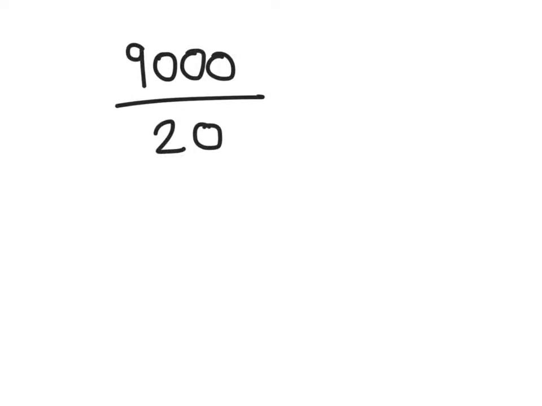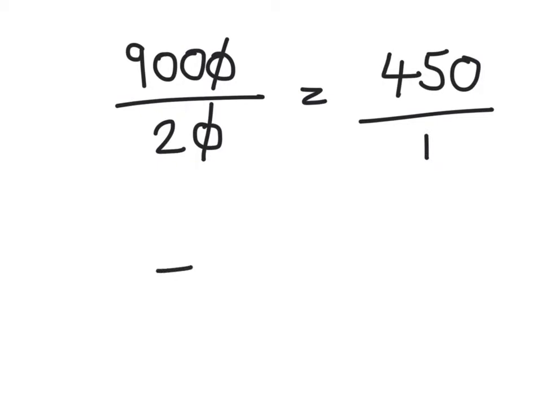We now need to solve the final stage of our calculation, which is 9,000 divided by 20. Again, we can cancel down 900 divided by 2, 2 even numbers there. 2 goes into 900 450 times and into 2 once, which gives us an answer of 450.